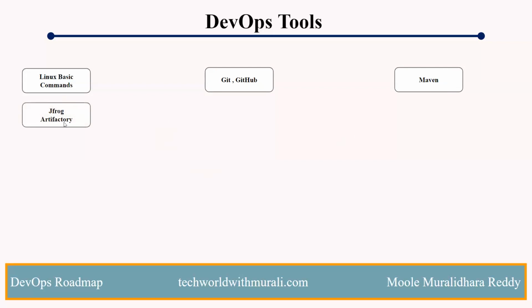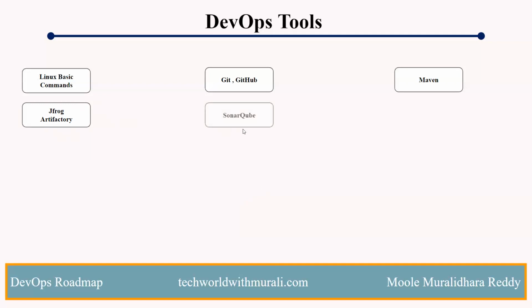Coming to the JFrog Artifactory tool. Why do we require an Artifactory tool? Let's take an example. After I generate the jar or war file, it is available on my local machine. If I want to share that particular war file with someone, how can I do it? I can upload it somewhere, right? Instead of that, why can't we store it remotely? For that, JFrog comes into the picture. In this category we also have another tool like Nexus, but currently the most trending is JFrog.